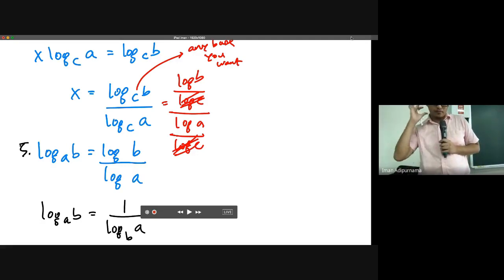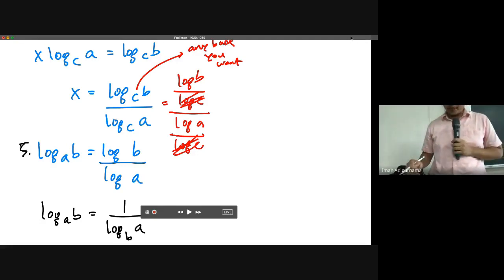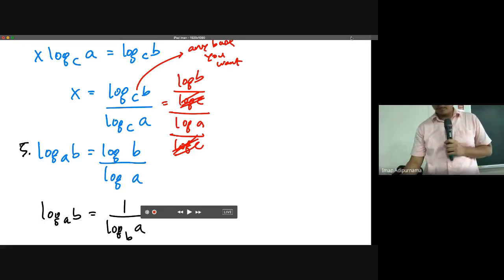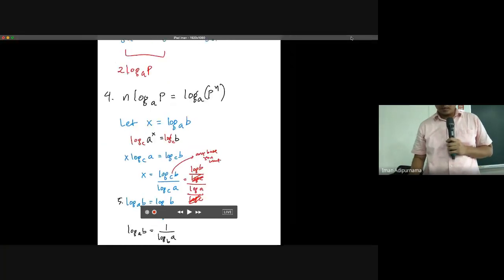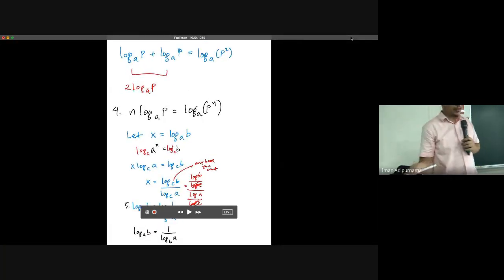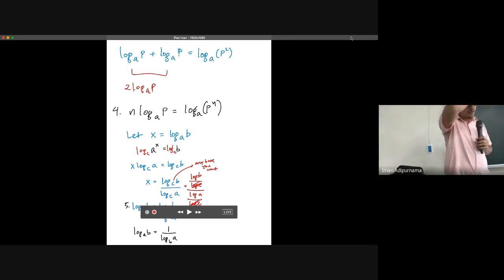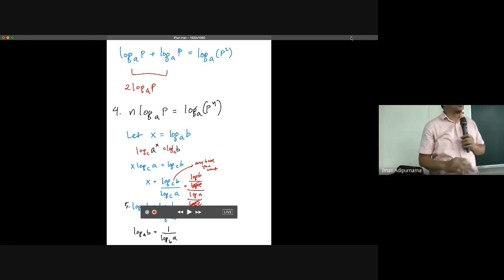Okay, let me give you some examples and how to solve them. Pretty much that is all the basic rules in logarithms, some laws, and how to calculate.